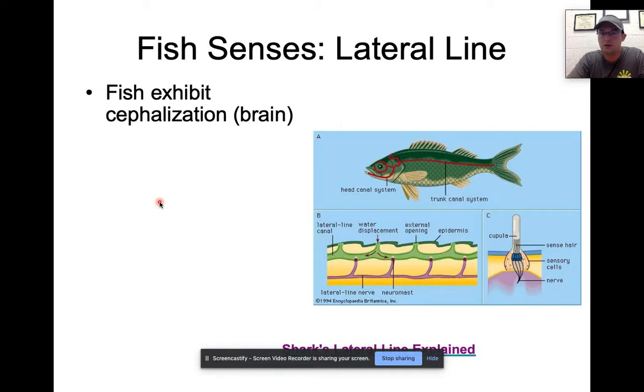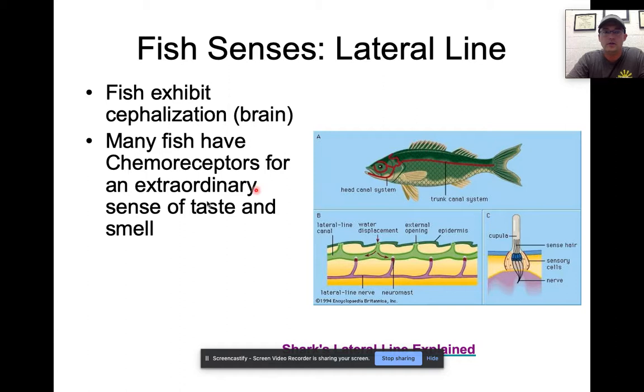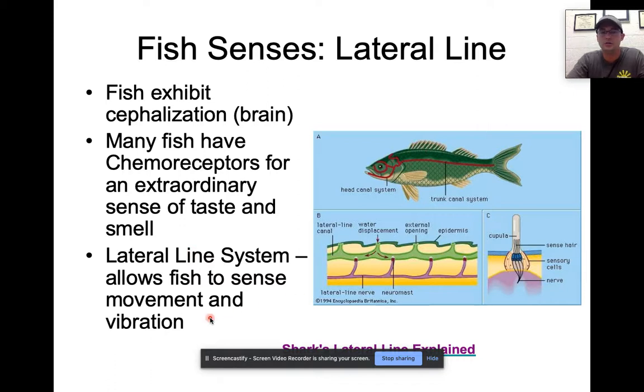So fish exhibit cephalization. We've seen this vocabulary word before, but cephalization is just the orientation of neural structures, the brain, in the head region. They have lots and lots of chemoreceptors. Let's break this word down here: chemo being chemical, and a receptor being something that's receiving, which allows them an incredible sense of taste and smell. So now we're actually starting to see some nervous structure differentiate into the ability to taste as well as to smell. The lateral line system, again, allows them to sense movement.